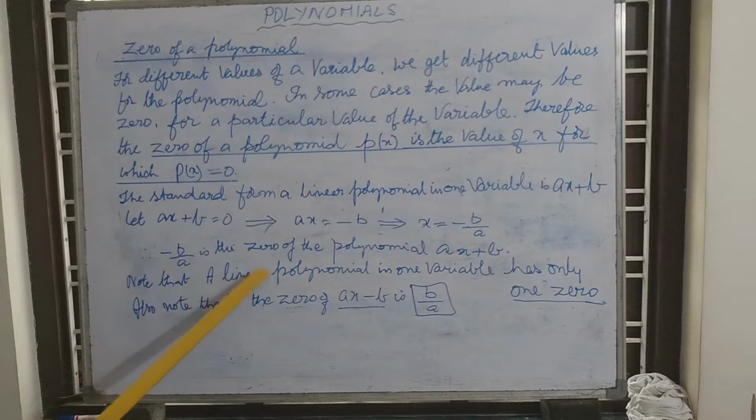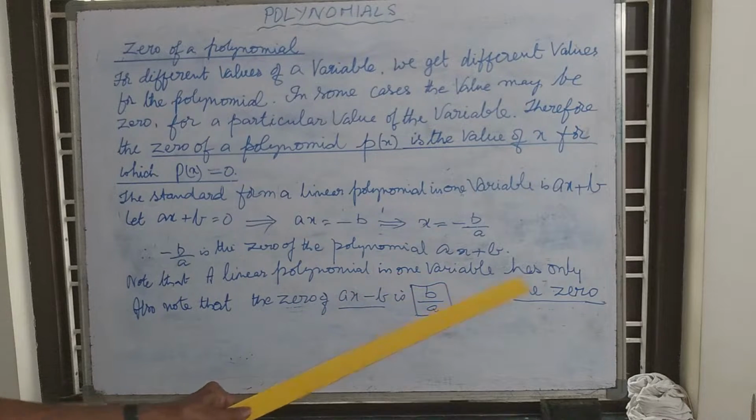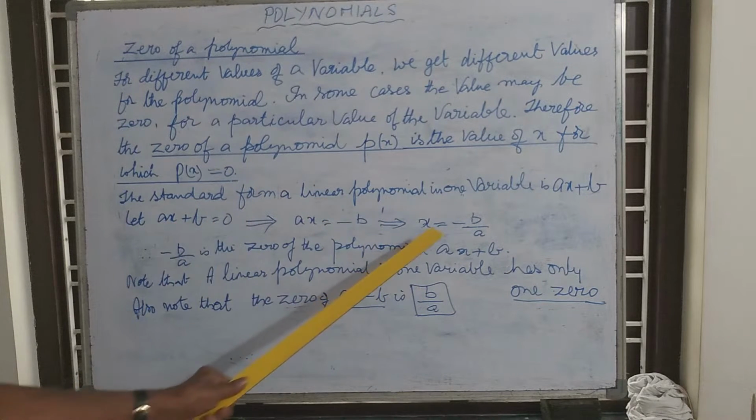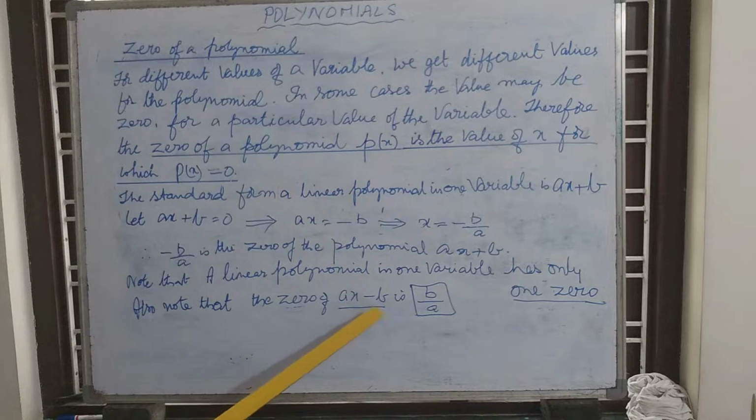Note that a linear polynomial in one variable has only one zero. That is also another point you must note. Every linear polynomial in one variable has only one zero. Also note that the zero of ax minus b is b by a. Here, for ax plus b, the zero is minus b by a. If it is ax minus b, it is b by a.